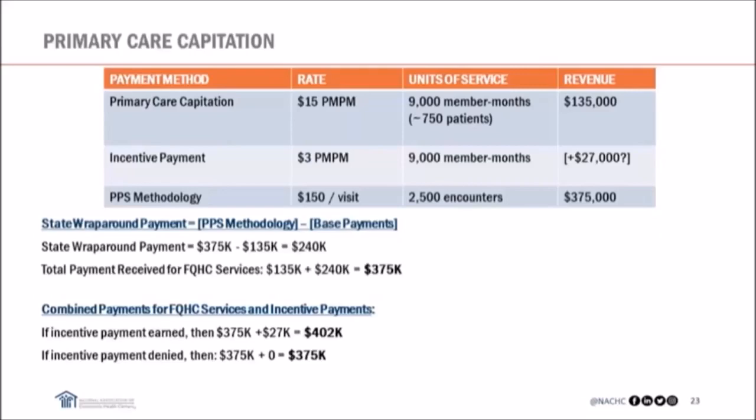If the health center earned their incentive, they earned another $27,000 on top of that, bringing their total to $402,000. If they didn't earn the incentive, they would have just not earned that $27,000 and would have earned a baseline of $375,000. So as you can see in these examples, if there's only upside risk and the health center doesn't earn the incentive, at worst they're just earning what they would have earned under PPS.